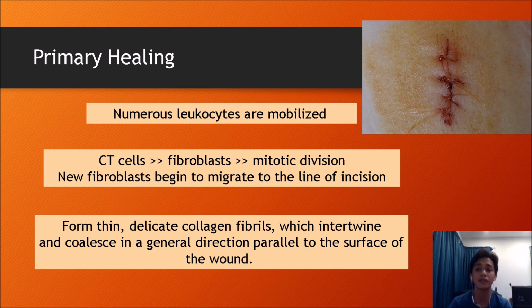Then the connective tissue cells in the area undergo transformation into fibroblasts, which in turn undergo mitotic division, and the new fibroblasts begin to migrate to the line of incision. In time, these cells will form thin, delicate collagen fibrils, which intertwine and coalesce in a general direction parallel to the surface of the wound.